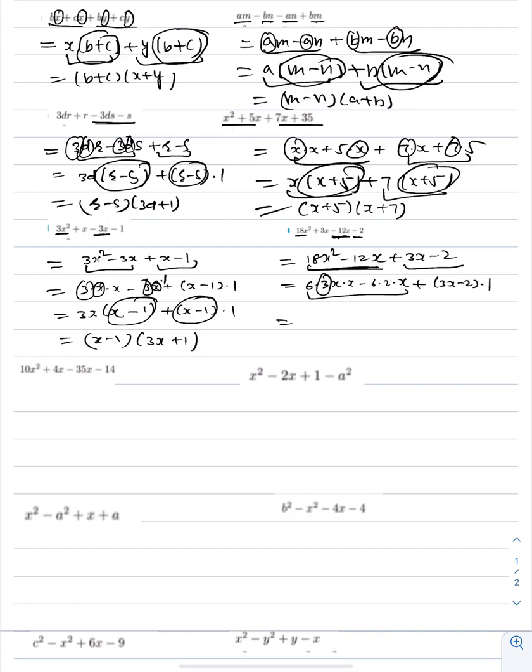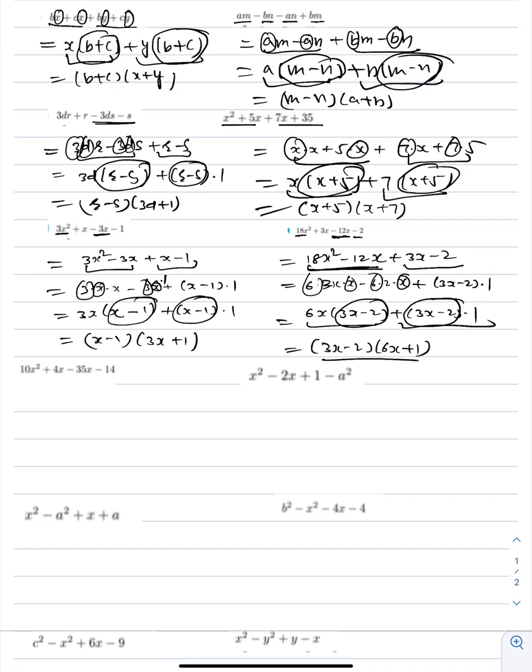So here 3 is not common, so in this case you have 6 into 3 into x, so you have 6 common and x common. So when you take 6x common, you get 3x minus 2, and here also you have 3x minus 2 into 1, and then you have 3x minus 2 common, and you get 6x plus 1 as your final answer.